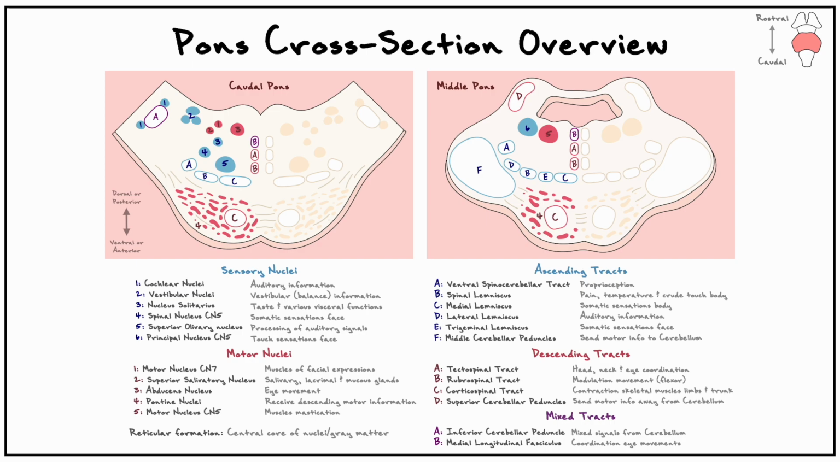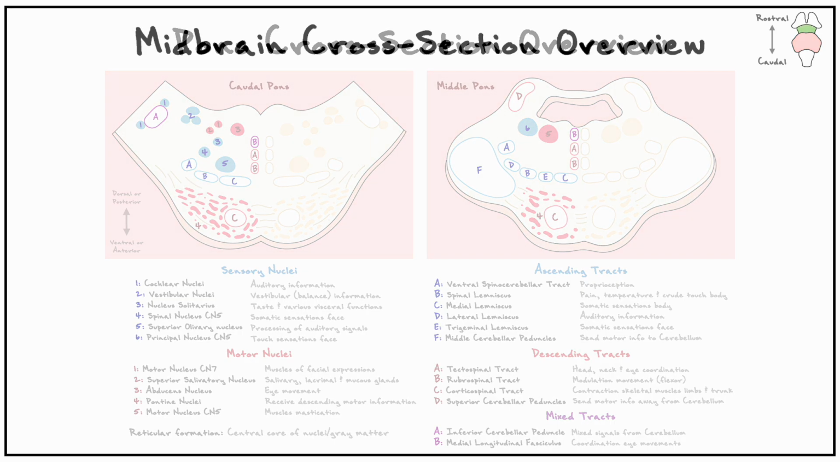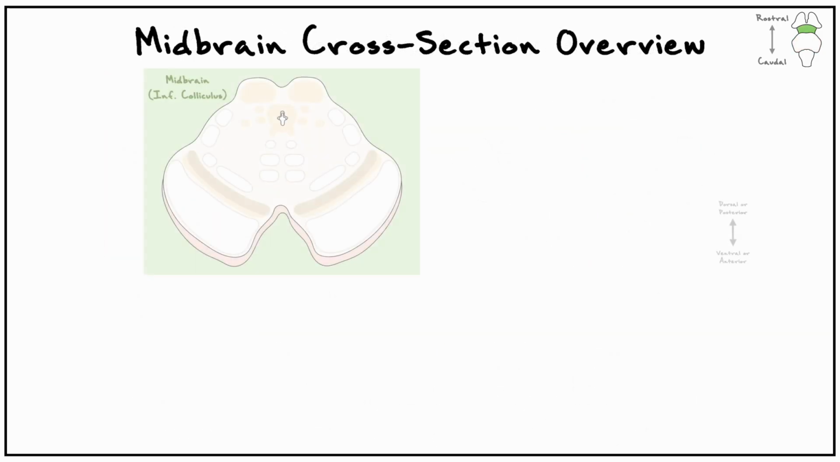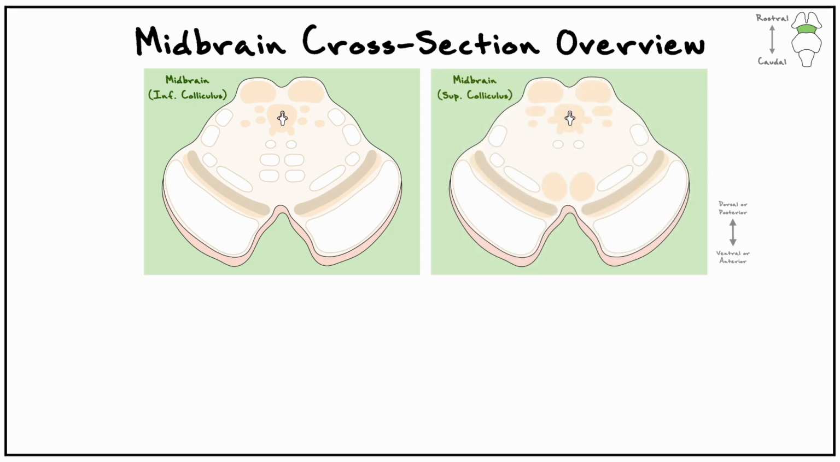Now, where it gets a bit more interesting is at the level of the midbrain. Here, we will consider two cross-sections, one at the level of the inferior colliculus and one more rostrally at the level of the superior colliculus. Before we get into the structures that compose the midbrain, there is one recurrent anatomical aspect that I want to point out.